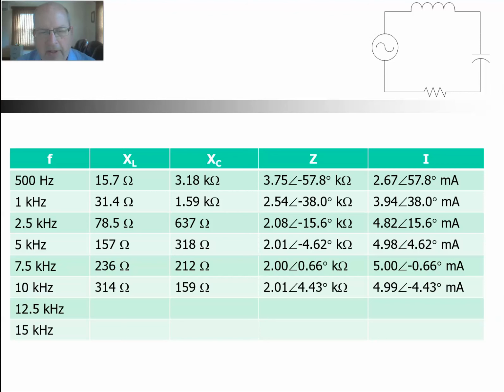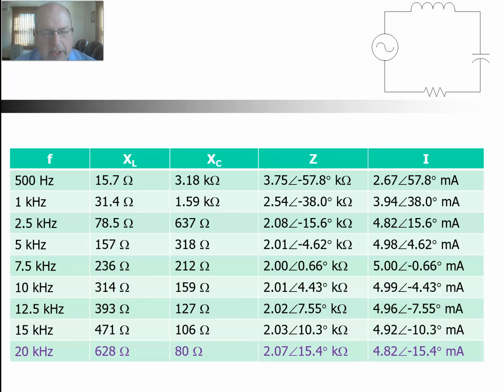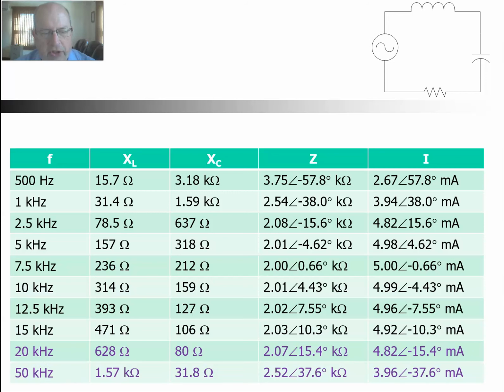And 10 kilohertz, 314 and 159. Then 12.5, we get 393, 127. And 15, we get 471 and 106, for a current of 4.92. I did a couple additional frequencies. I didn't necessarily ask you to do these, but I just want to add those to the list. All right, let's take a look.